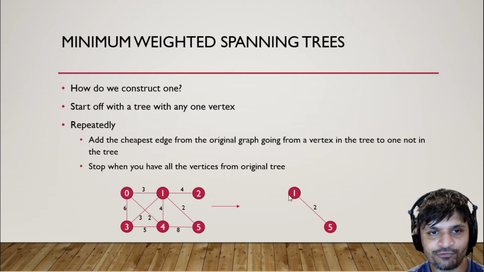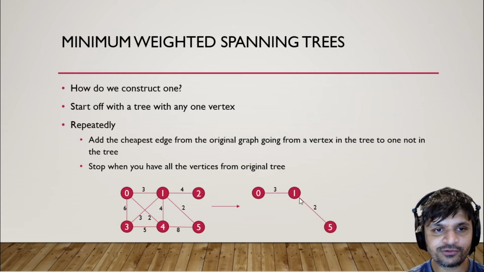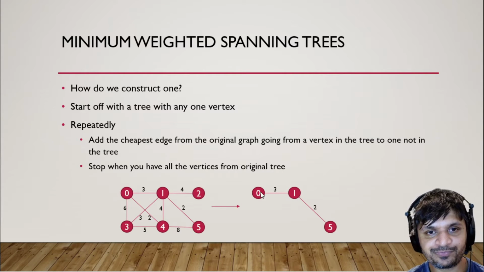We can start from 1 or 5 as we proceed, right? So the cheapest edge is not 5,4, which costs 8. It's either 1,0, which costs 3, or 1,3, which costs 3. And I can pick either one, it doesn't matter. Regardless of which one I pick, I'll end up with a minimum weighted spanning tree, so it doesn't matter. Okay, so I'm going to pick 1,0, which costs 3.